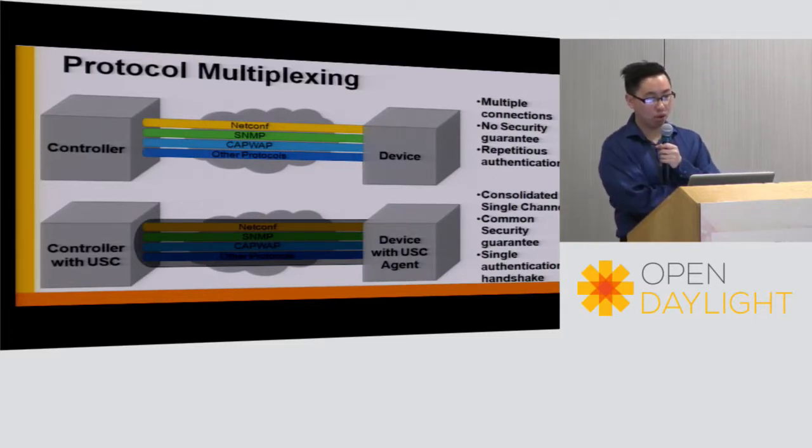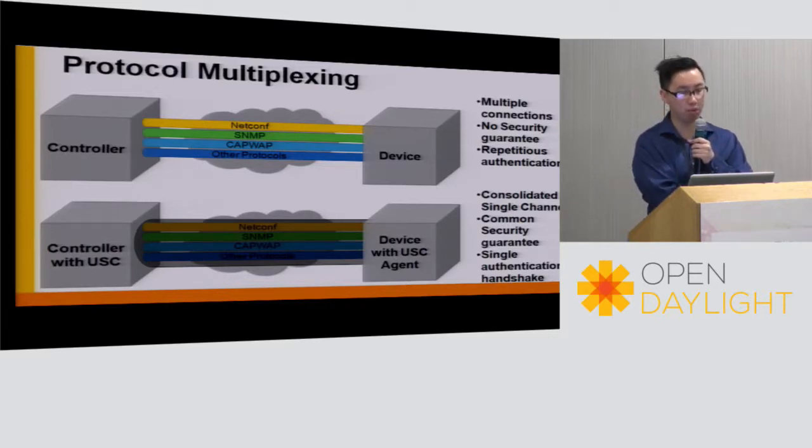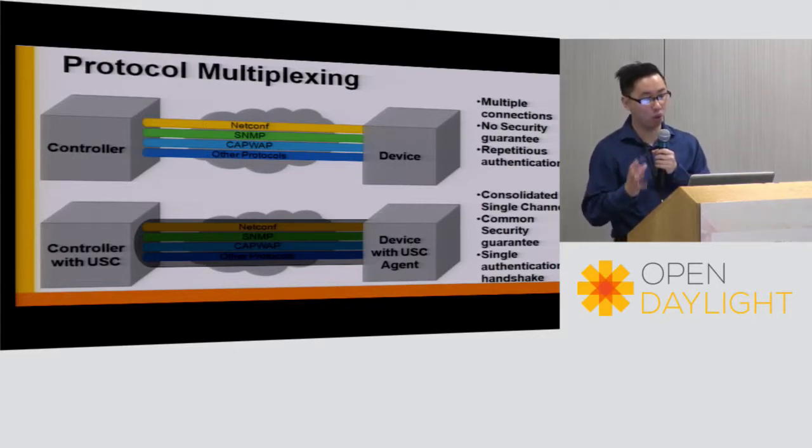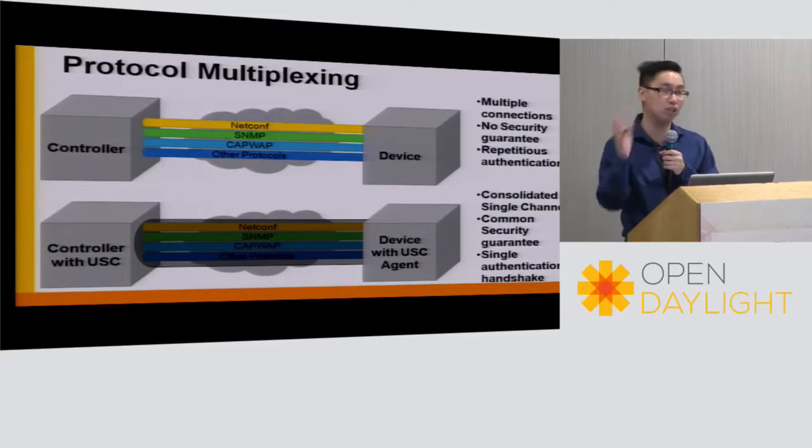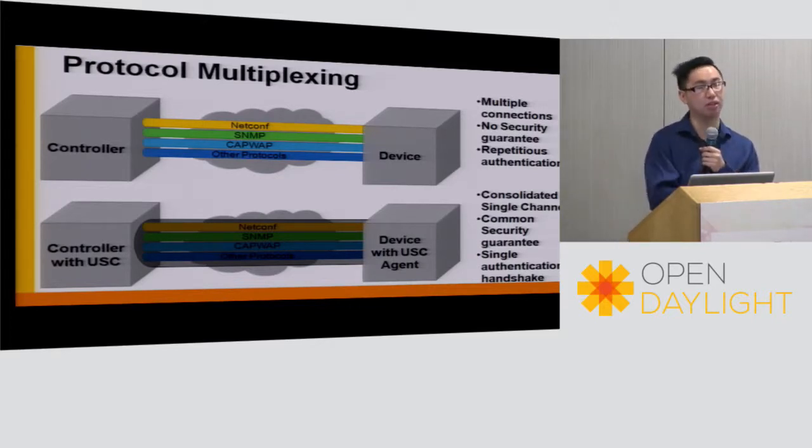So the nice thing about having a unified channel with protocol multiplexing is that you can have a common security guarantee across that channel, because on that channel we've already done asymmetric authentication using certificates. And you would only have to do that single authentication handshake once and be able to guarantee that any traffic going between the device and the controller would be secure.